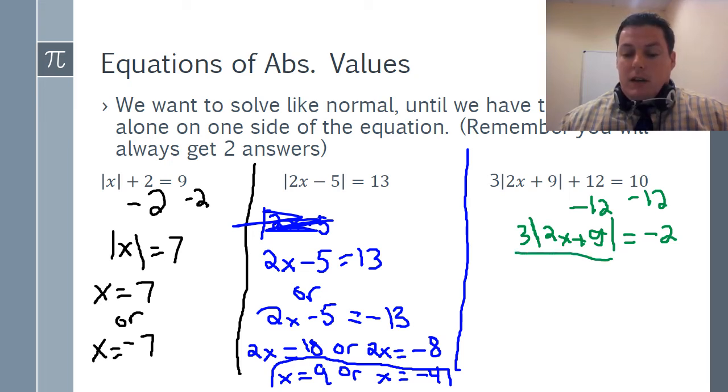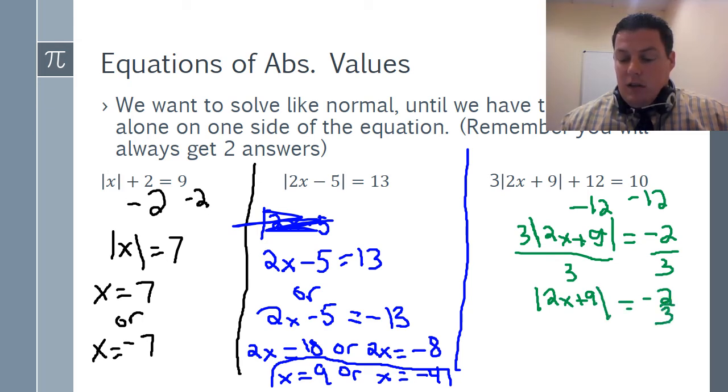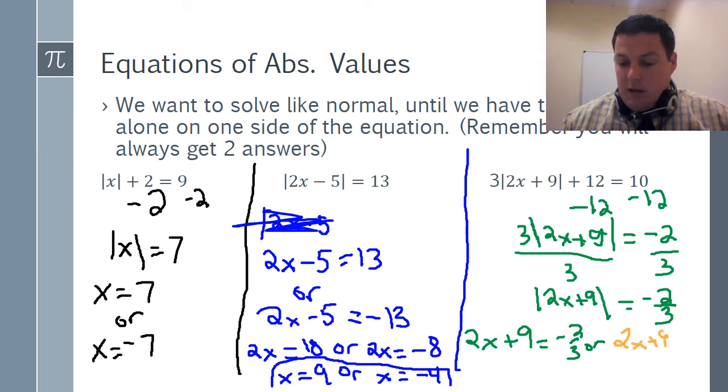Then we want to divide both sides by 3 to get rid of that 3. So we have the absolute value of 2x plus 9 is equal to negative 2/3. So we would want to write this as 2x plus 9 equal to negative 2/3, or 2x plus 9 equal to positive 2/3.